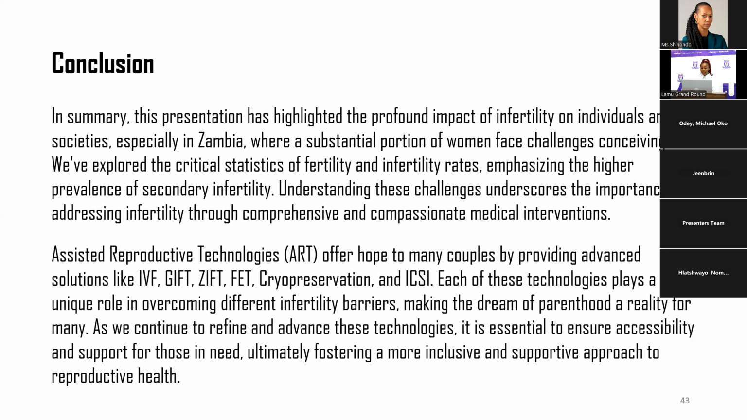As we continue to advance and refine assisted reproductive technologies, it is essential to ensure that these technologies are accessible to those in need. Addressing infertility with compassion and comprehensive medical support can significantly improve the quality of life for affected individuals and their families.